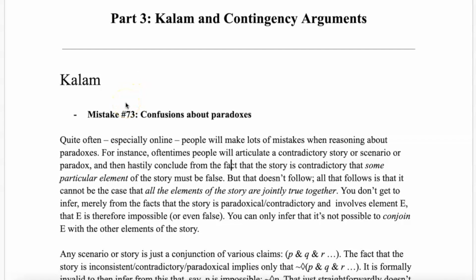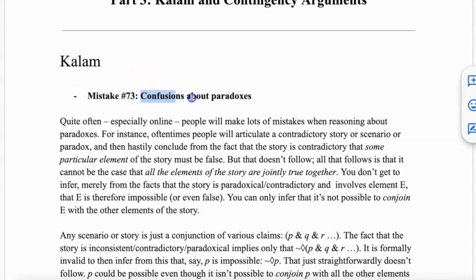Okay, so on to mistake number 73, continuing on from part 2. So many confusions about paradoxes abound in discussions regarding the Kalam. Quite often, especially online, people will make these mistakes when reasoning about paradoxes. For instance, oftentimes people will articulate a contradictory story or scenario or paradox and then hastily conclude from the fact that the story is contradictory that some particular element of the story must be false.